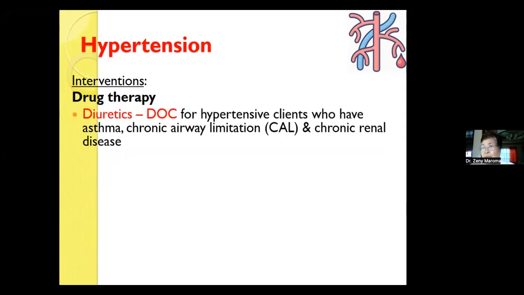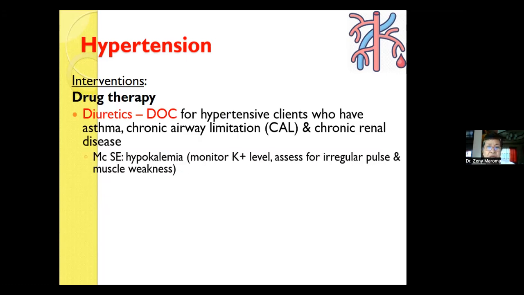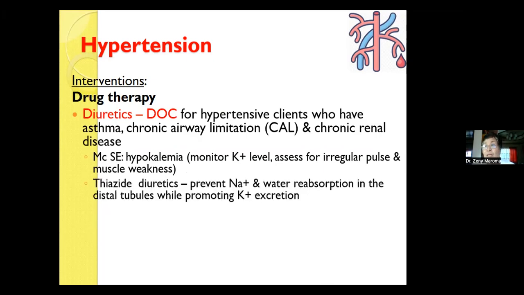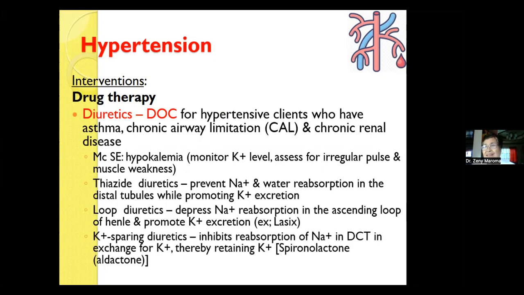And drug therapy, the drug of choice is diuretic. So diuretic like furosemide, especially for clients with hypertension na may asthma, CAL, and chronic renal disease. Ito ay loop diuretic like furosemide. Pero ano ang side effect ni furosemide? It inhibits the absorption of sodium and water in the loop of Henle, but there will be excretion of potassium. Kaya side effect, hypokalemia. So monitor serum electrolytes. Kung bumababa ang serum potassium, palitan ng potassium sparing diuretic like aldactone. Pag nabawasan ang fluid volume, mababawasan ang blood pressure.